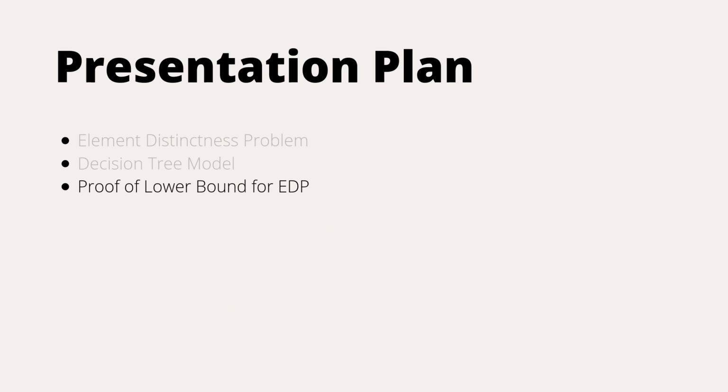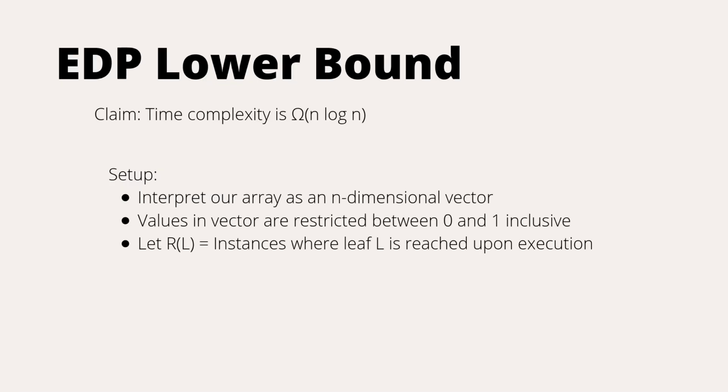So finally, we will prove the lower bound for the element distinctness problem. So our claim is that the time complexity is Omega(n log n) for this problem. This is the lower bound. This is the best we can do for element distinctness. So before we start, we're going to interpret this array as some kind of n-dimensional vector in order for it to work with our geometry intuition.